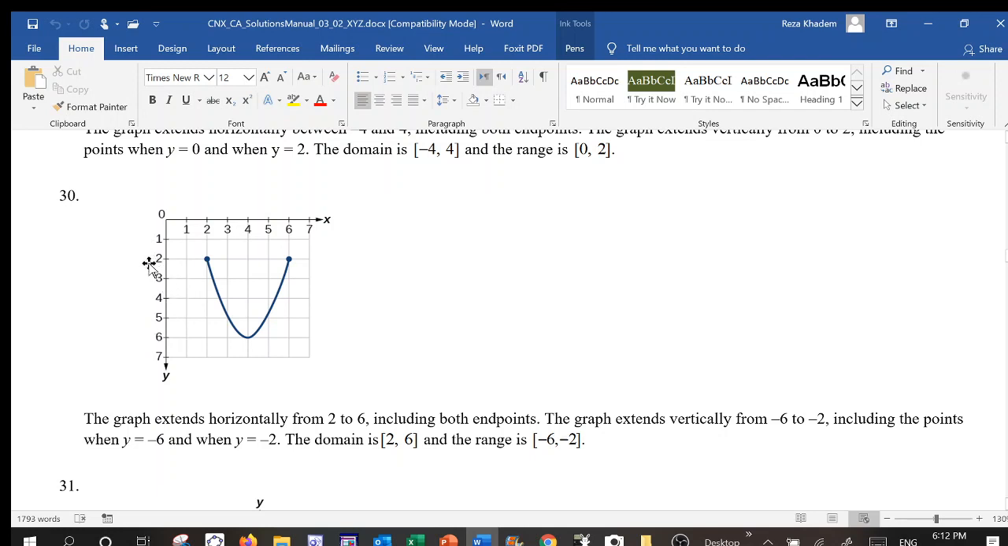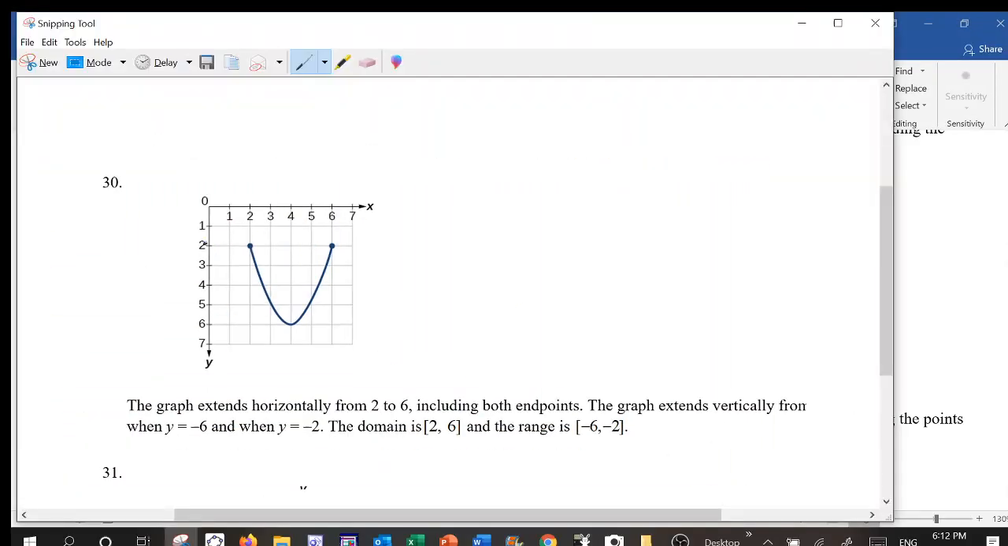I don't know why we don't see the negative numbers here. But these are negative numbers. Somehow I didn't catch it, but so these are negative numbers, right? So x is from 2 to 6, including 2 and 6. So domain is 2 to 6. And the range is from -6 to what? To -2. Remember the interval notation, we put the smaller number first and then the bigger number.